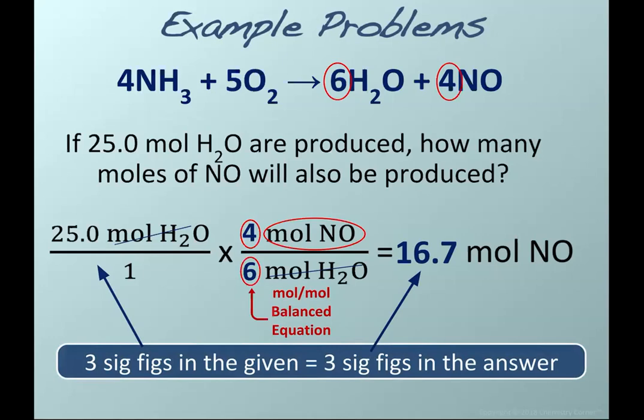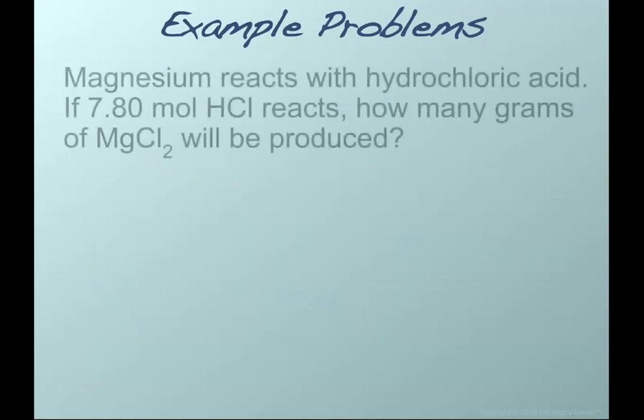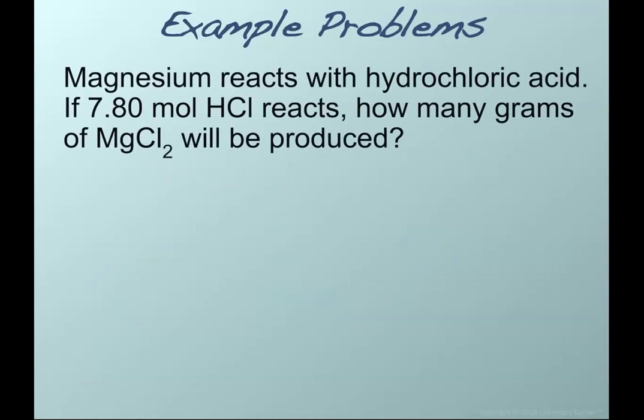Okay. Oh, look at this one. Magnesium reacts with hydrochloric acid. If 7.8 moles of hydrochloric acid reacts, how many grams of MgCl2 will be produced? So before we can do this, we actually have to write this equation before we can do this problem.